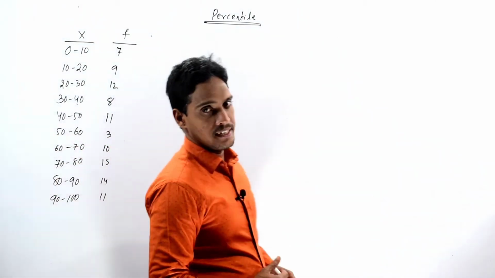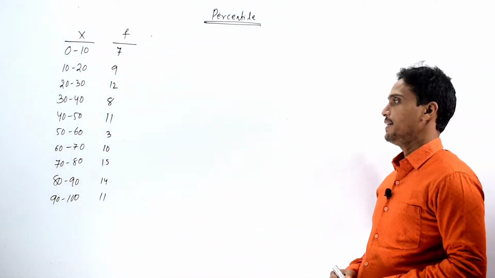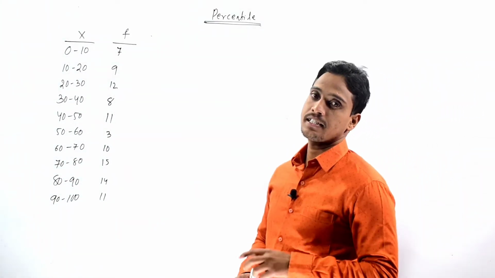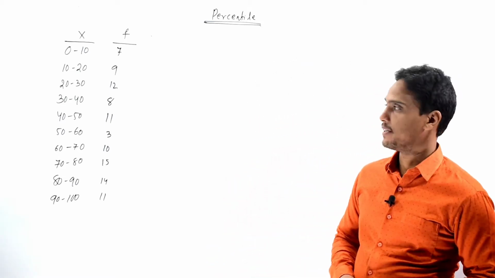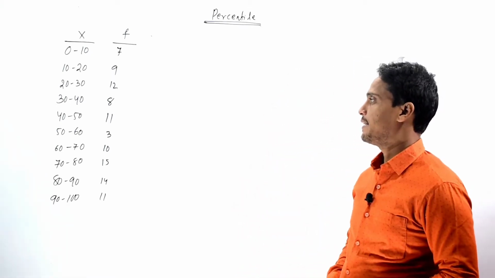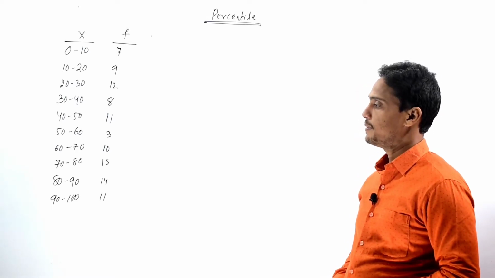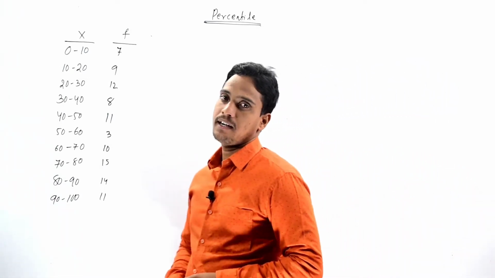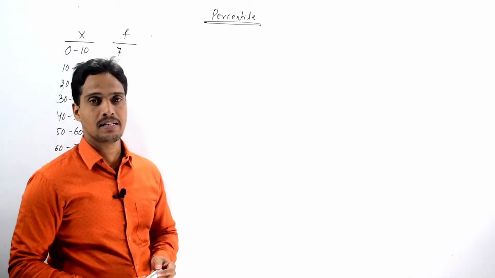The given series is 0 to 10, 10 to 20, 20 to 30, 30 to 40, 40 to 50, 50 to 60, 60 to 70, 70 to 80, 80 to 90, 90 to 100. And their respective frequencies are 7, 9, 12, 8, 11, 3, 10, 15, 14 and 11. We have to find out various percentiles of the given series.